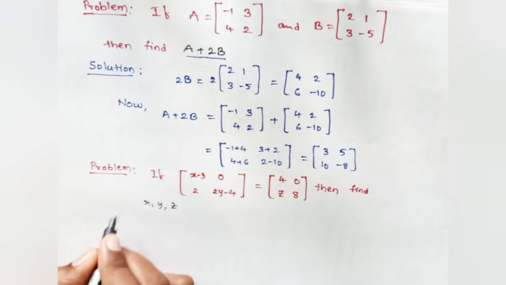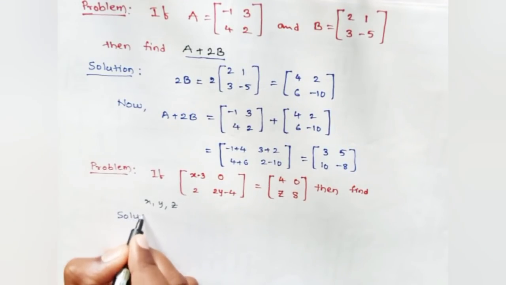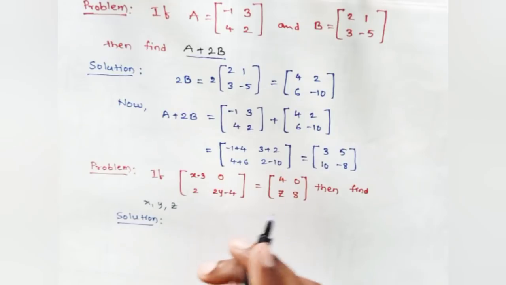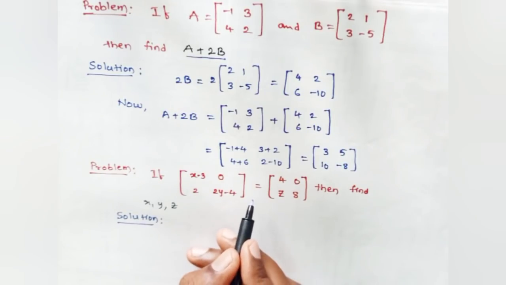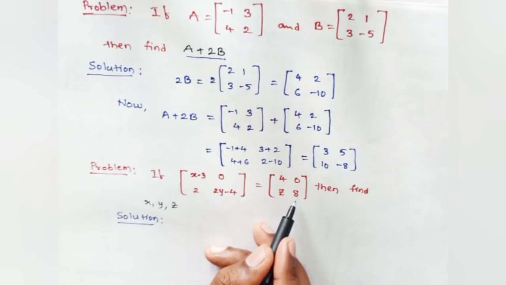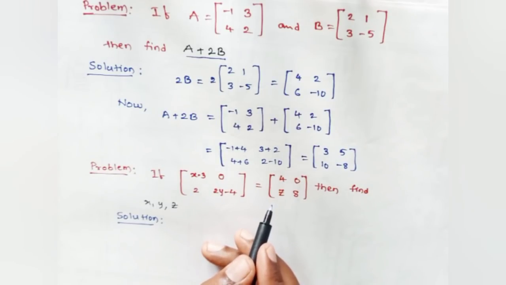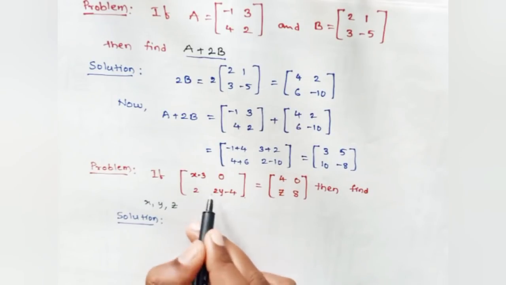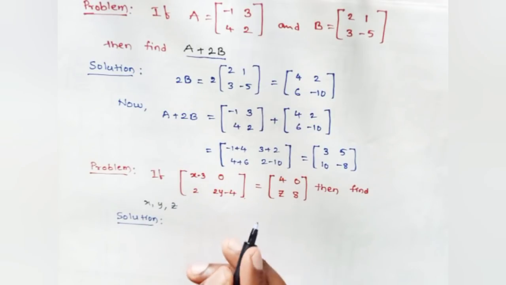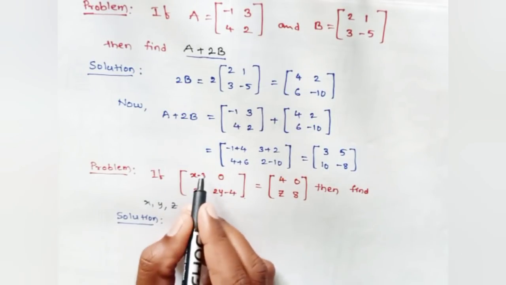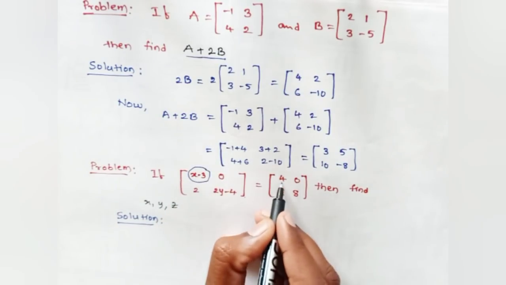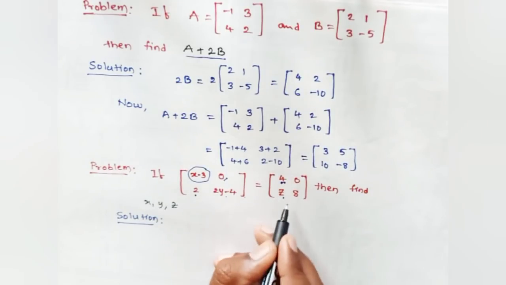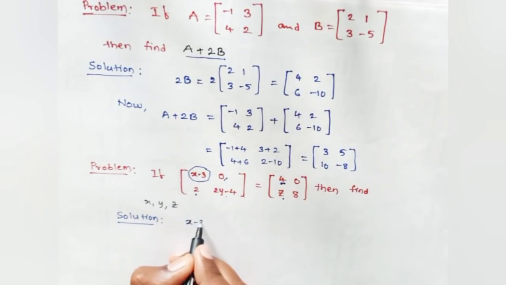Now here you can observe that the given two matrices are equal. You know the definition of equality of matrices. We say that two matrices are equal if and only if their orders are the same and the corresponding elements are the same. Here the given matrices are already given as equal, so you just need to equate the corresponding elements of both. So x minus 3 corresponds to 4, 0 is 0, 2 is z, and 2y minus 4 is 8.